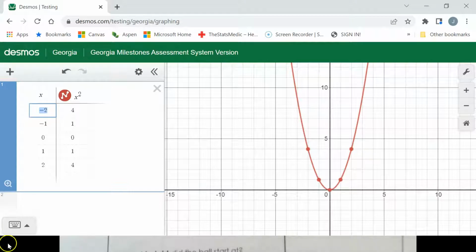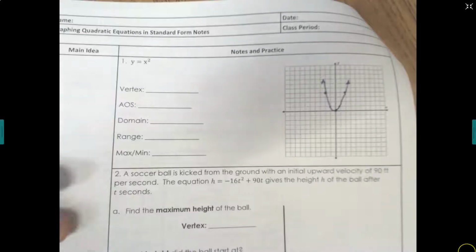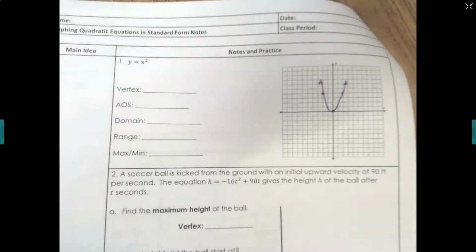Pause the video and sketch those points on and connect them together smoothly with a U-shaped graph called a parabola. Okay, after you get your points on, it should look approximately like this. Once we've got it sketched, we can go ahead and answer our questions.